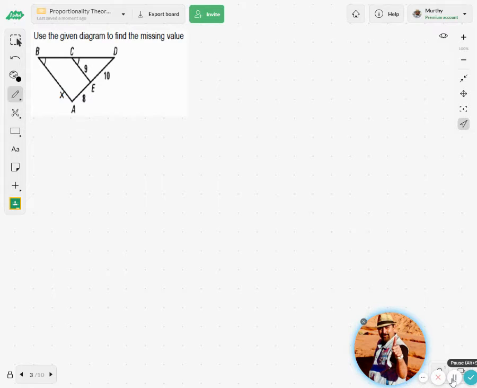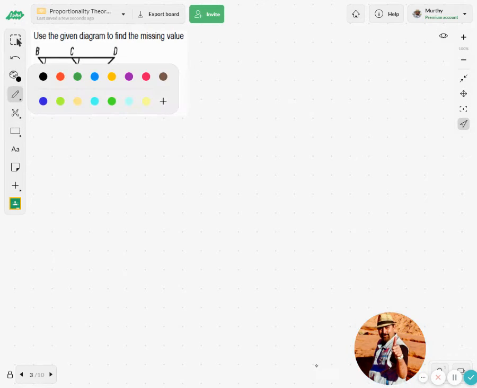Use the given diagram to find the missing value. I see that the value of x is missing here. This is slightly tricky because AB and 9, these values are to be compared. If I am taking the proportionality theorem, let's say that CE is parallel to AB. How do you know? Because angle C equals angle B, and angle D is common by the reflexive property.